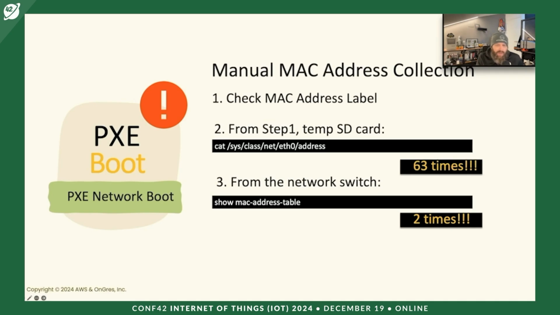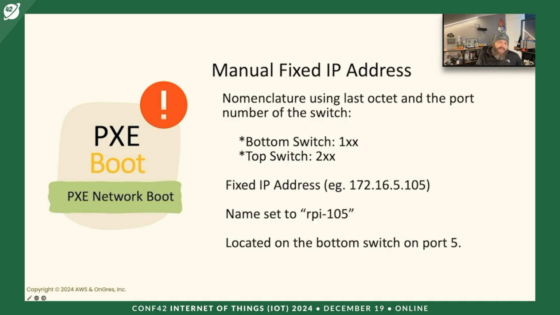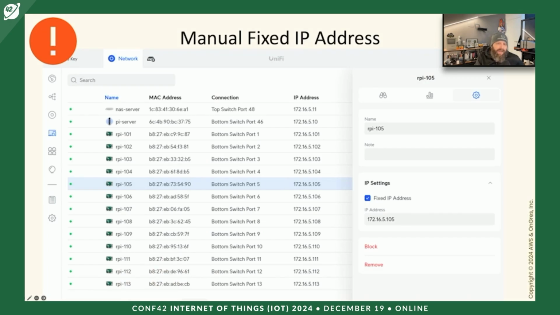So a couple of times you will get the whole thing. As we said, the nomenclature, we use the last octet and the port number of the switch. So the bottom switch would be 1 something, top switch 2 something. If you see, for example, this IP address 172.16.5.105, we will set the Raspberry Pi to 105, which will be located in the bottom switch on port 5. Here is a view from the console on how it looks, the nomenclature of everything we have installed.